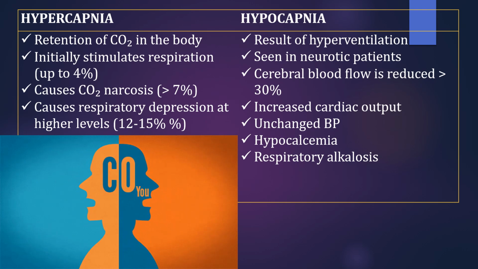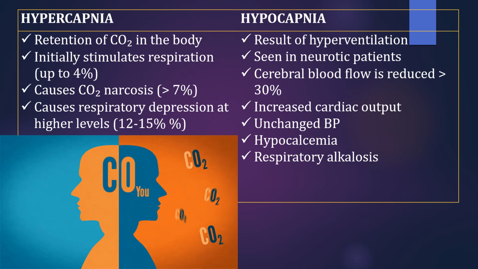Hypocapnia is a result of hyperventilation. The carbon dioxide washout is seen in neurotic patients who breathe heavily, so that the cerebral blood flow is reduced by up to 30%. There will be increased cardiac output, so BP is not altered. There may be hypocalcemia during the carbon dioxide washout or the hyperventilation. Remember, hyperventilation causes hypocalcemia. This is an important question that will be put in the endocrine system, so we will discuss there why hyperventilation causes hypocalcemia. And then respiratory alkalosis, this we have discussed.